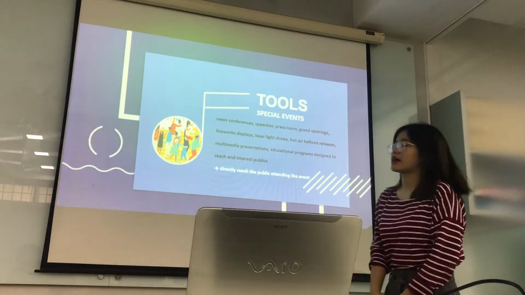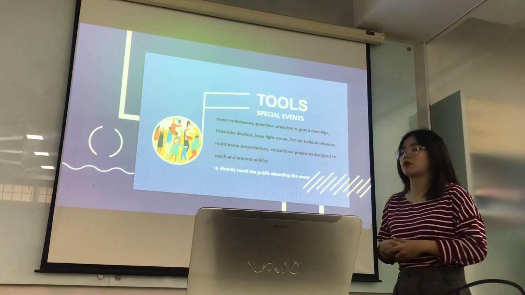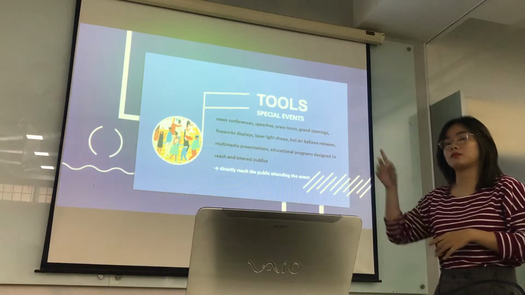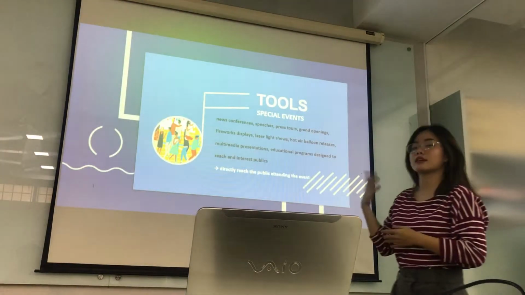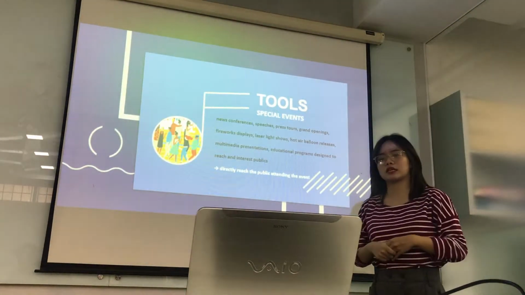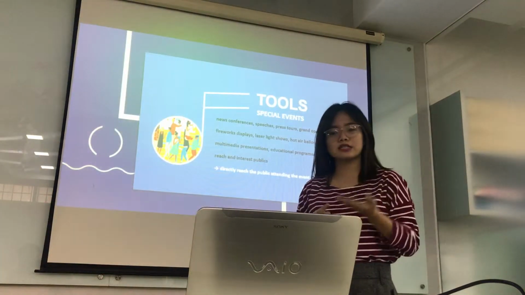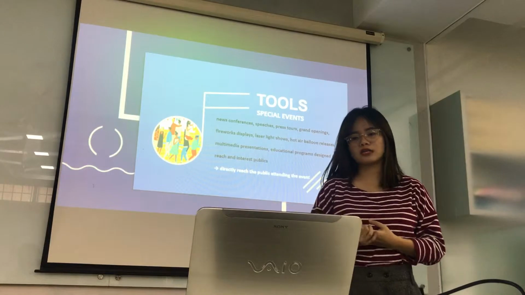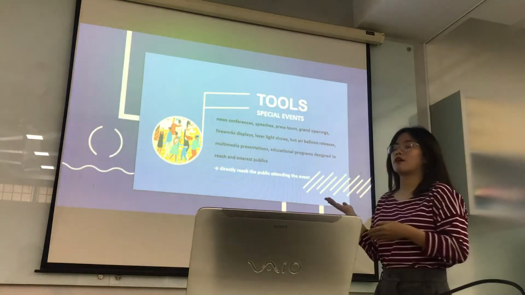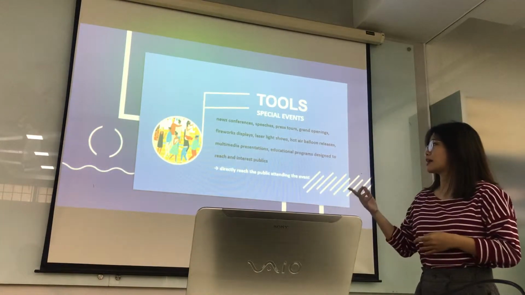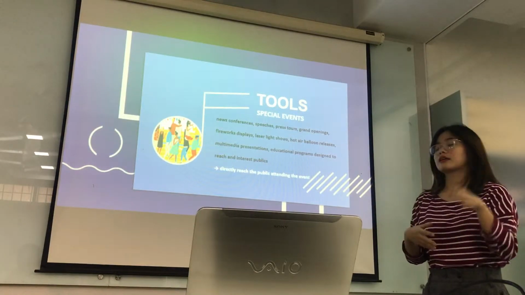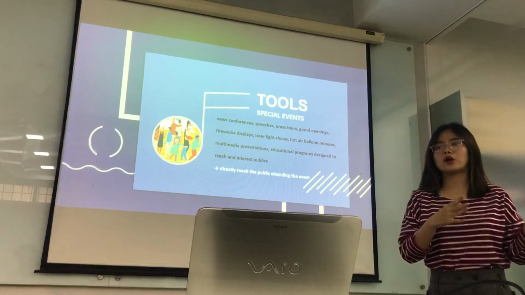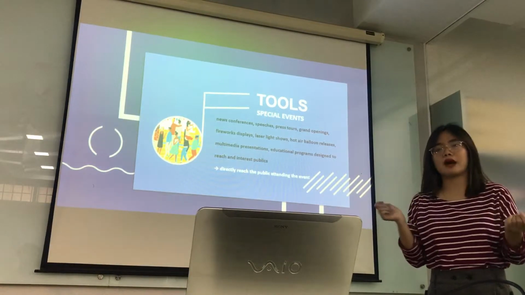Next, companies can organize special events to promote themselves. Like the FWD Music Fest I mentioned previously, that is an example of this. Special events include news conferences or speeches, press tours, etc. This tool of PR will help directly reach the public attending the event, and then indirectly reach the public who will later hear or read about the event.